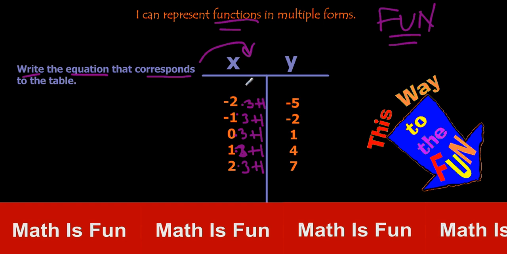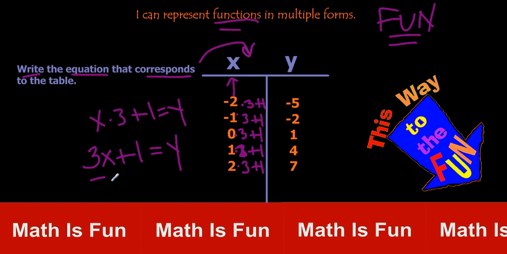I love it. Now I just look at what stays the same. Well, I have a times 3. I have a plus 1. That seems to be staying the same. But these are changing, which are my x values, and my answers are changing, which are my y values, and that's what it's equal to. So my equation, x times 3 plus 1 equals my y, but now I'm going to clean it up and write it a little bit fancier and nicer. 3x plus 1 equals y. So I put my coefficient in front of my variable, and that is my equation that corresponds to my table.